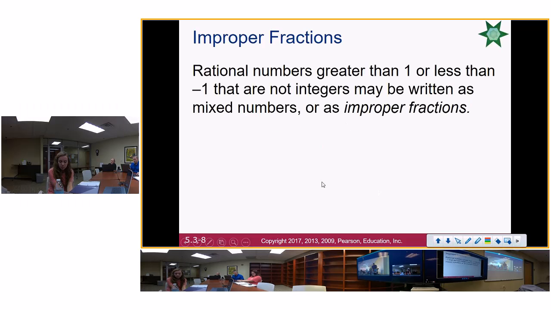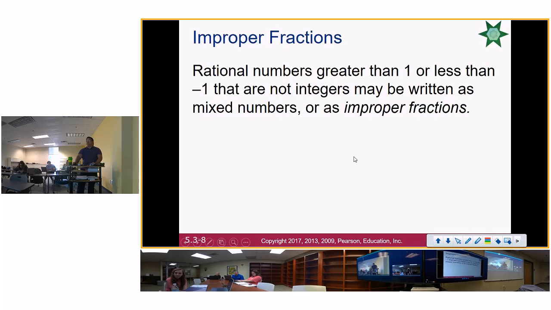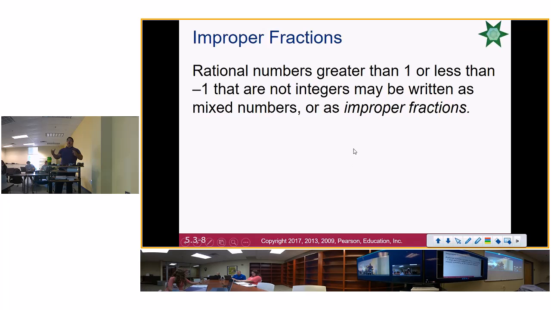There's your impropers. Improper. If you have a small box and you put a bigger box on top of the small box, what usually is going to happen? It's going to tip over. That's why it's called improper. Improper fraction is top heavy.